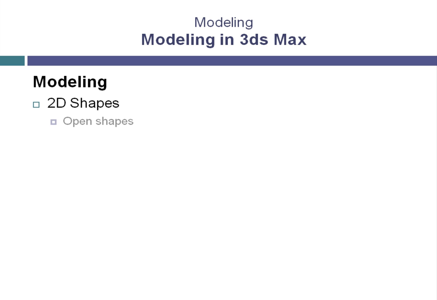We'll look at modifying some open shapes. These are shaped with open ends that do not connect. We'll work with some closed shapes. These are shapes that are closed splines all the way around.